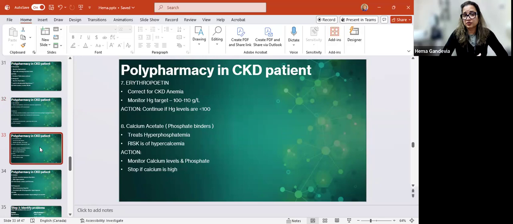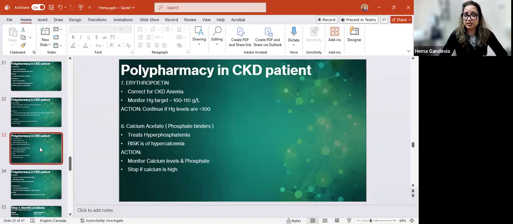Then the patient has erythropoietin, which is good for his CKD-induced anemia. His hemoglobin levels have to be monitored at all points of time, and his target level should be 100 to 110 grams per liter. One would continue the drug as long as the hemoglobin levels are less than 100.